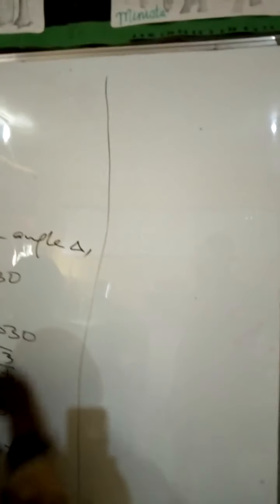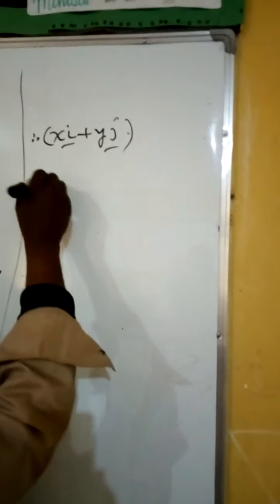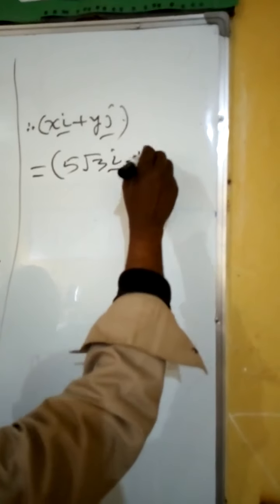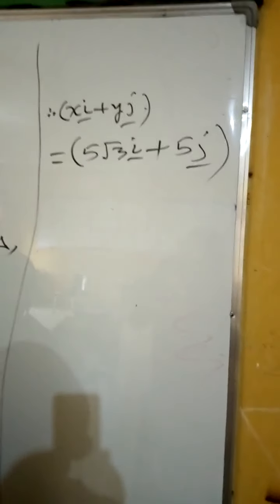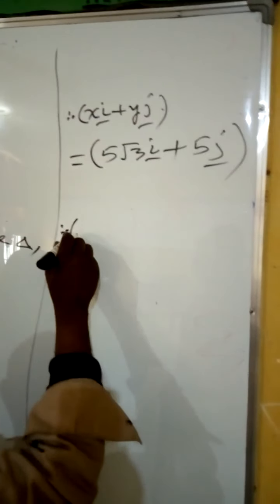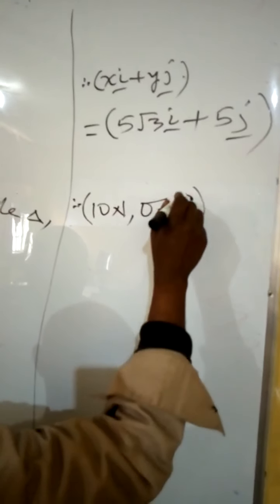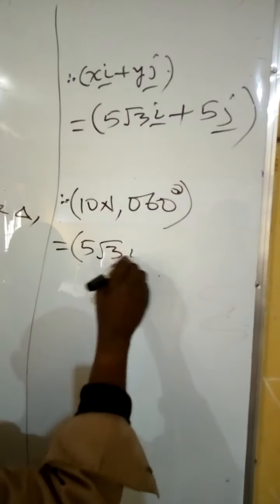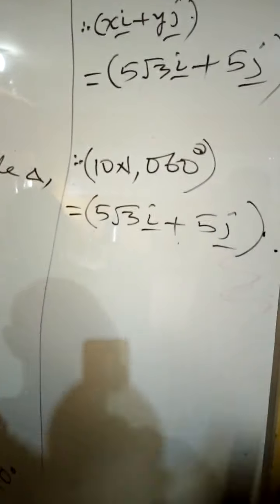Now, the value of yj is found. Therefore, I'm now writing out my answer. xi plus yj is equal to 5 root 3 i plus 5j. This is my answer. So I can write that 10 Newton 60 degrees is equal to 5 root 3 i plus 5j. This is my answer. So I'm done.